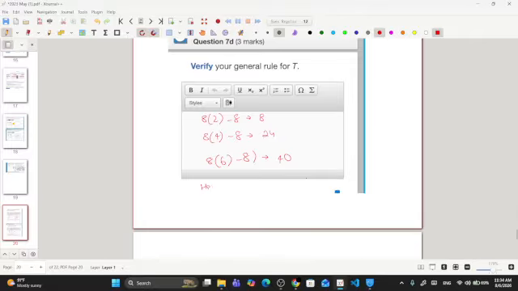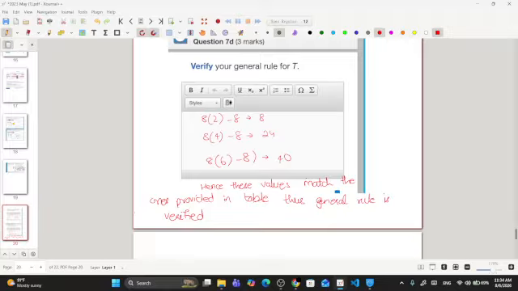So we can say hence these values match the ones provided in the table. Thus, general rule is verified. Alright, so you have to write this statement at the end.